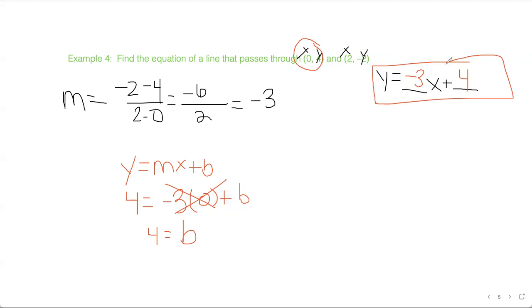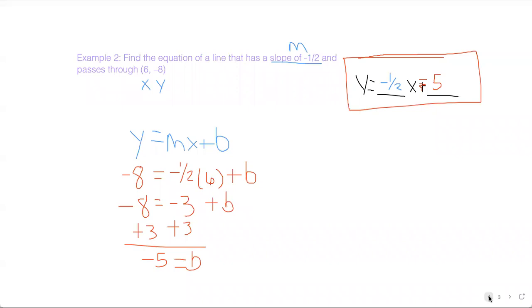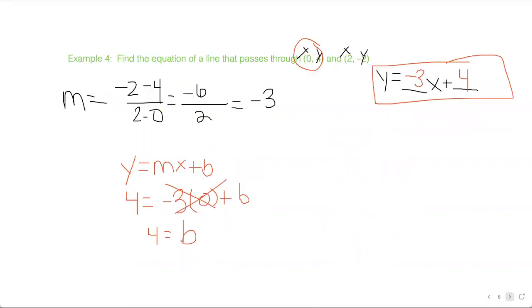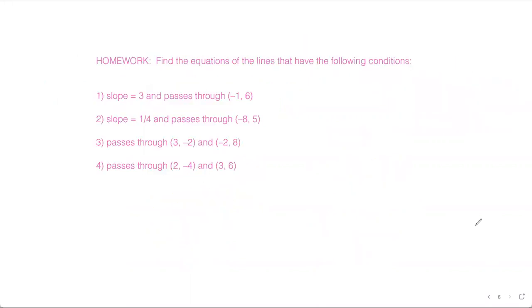All right, so you've just learned 2 ways to find the equation of a line algebraically. The first way, if we back it up just to review, the first way, like example 2 and 1, was I gave you m, x and y, you had to find b. The second way was like example 3 and 4, where I didn't give you m or b and you had to find both of them algebraically. Okay, so to cap it off, these are your homework problems.